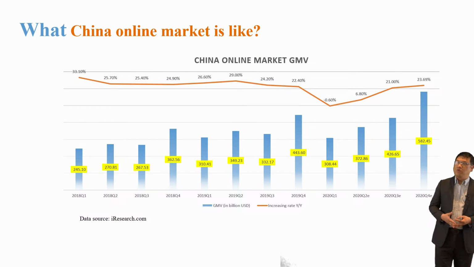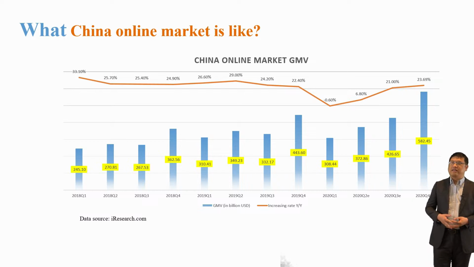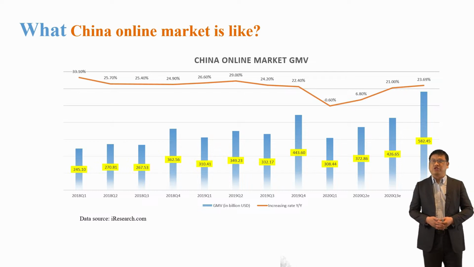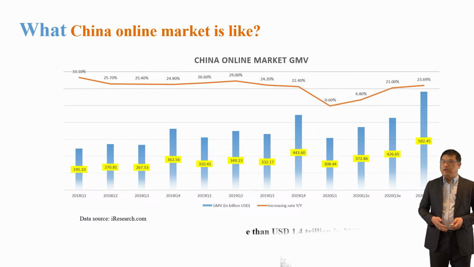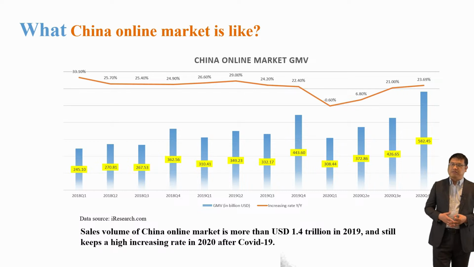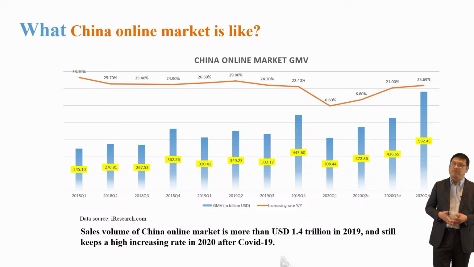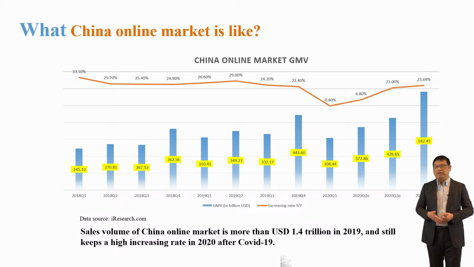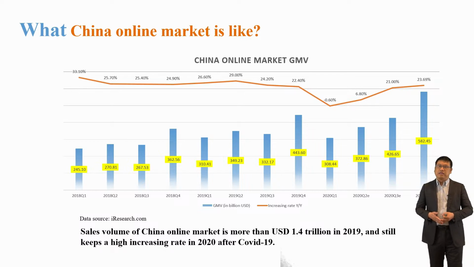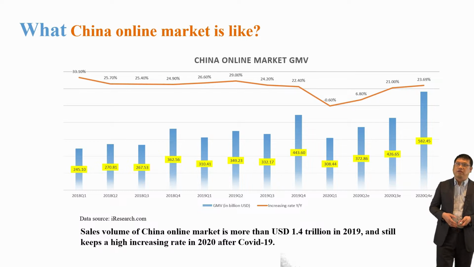And what? What is the China online market like? China now has the most charming, most exciting online market. Last year there was something like 1.7 trillion US dollars GMV for the China online market. Even with the pandemic last year, the sales volume of the China online market was more than 1.4 trillion US dollars in 2019 and 1.7 trillion in 2020. So it still keeps a high increasing rate after COVID-19. The quarterly increasing rate is still like 20%, even more.